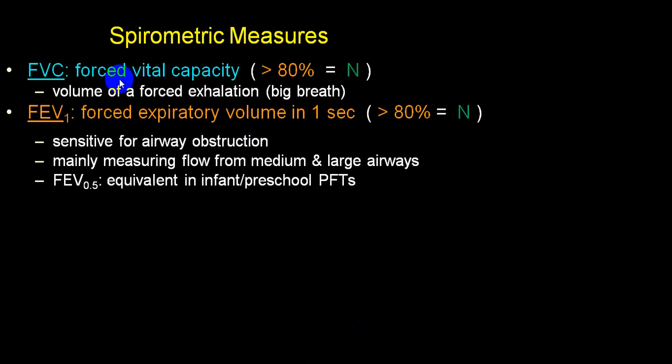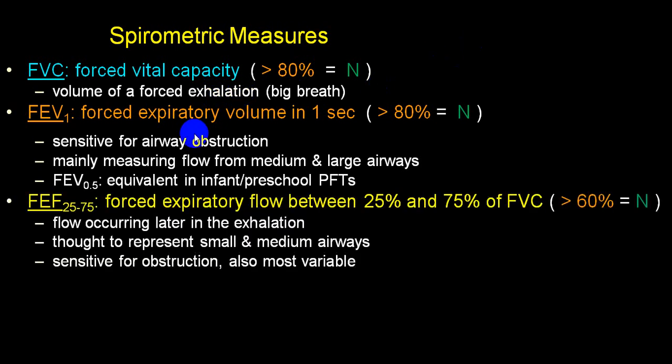So forced vital capacity 80% is normal. FEV1, in the first second, more than 80% is considered normal, and it is very sensitive for the obstructive element. Forced vital capacity is very sensitive for the restrictive element, and FEF 25-75 is important for what we call small airway. So if there is a small airway obstruction, this will become less than 60%.